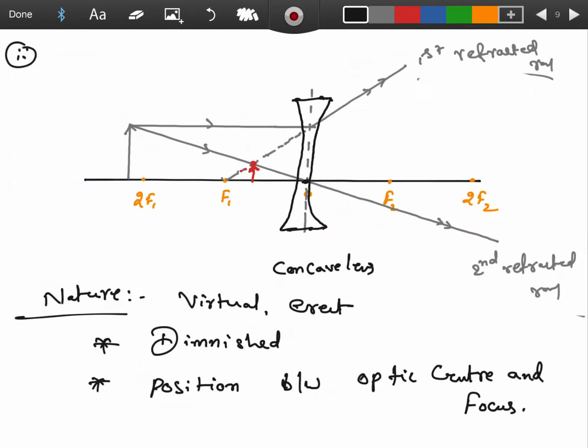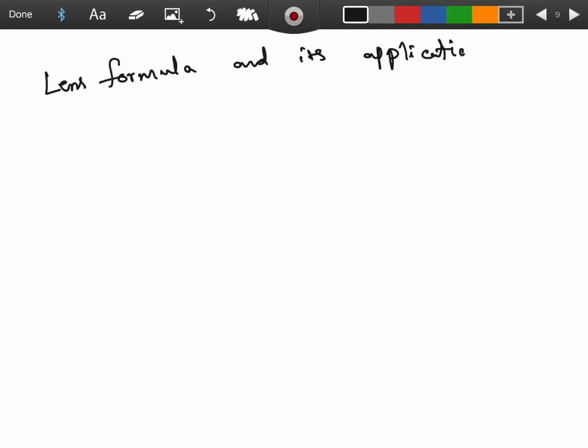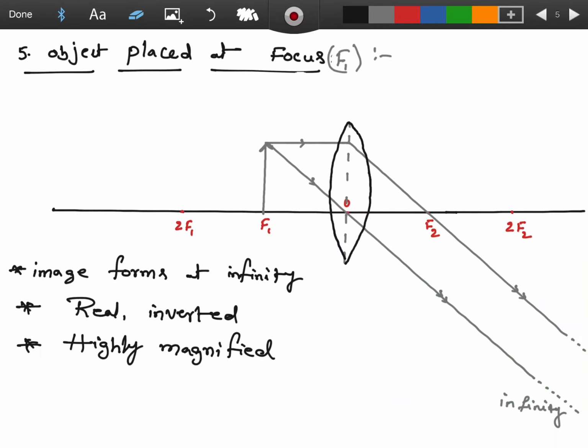Next class we will discuss the lens formula and its applications. Lens formula and its application next class I will discuss. Go through this video carefully and make a note. Thank you, students.